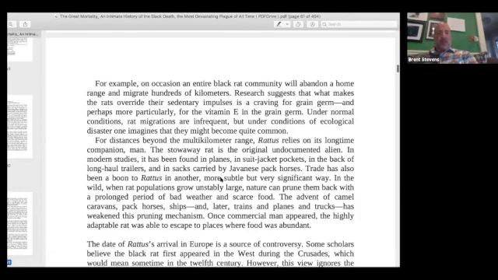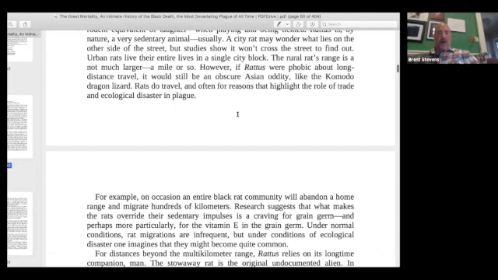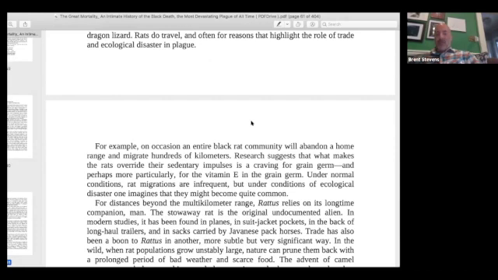Okay, all right. So right here, for example, the paragraph before was about, "However, if radish were phobic about long distance travel, it would still be an obscure Asian oddity like the Komodo dragon lizard. Rats do travel, and often for reasons that highlight the role of trade and ecological disasters and plague." So the new information at the end of this paragraph is that rats travel sometimes because of trade and sometimes because of ecological disaster. So then when I start the new paragraph, "For an example," right? I've set it up because I'm going to illustrate what I said in the next paragraph.